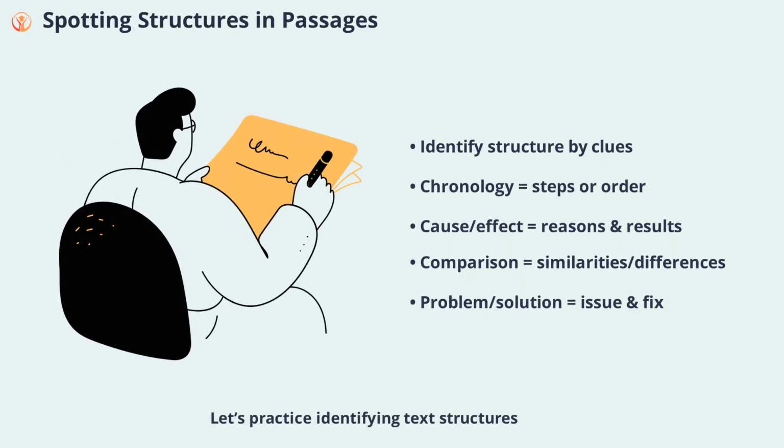Let's practice identifying text structures. Imagine reading a passage about how plants grow. If it lists steps from seed to flower, that's chronology. If it explains how sunlight helps plants, that's cause and effect. If it compares two types of plants, that's comparison. And if it describes a problem, like plants not getting enough water, and then offers a solution, that's problem and solution. Being able to spot these patterns makes it easier to understand and remember what you read.